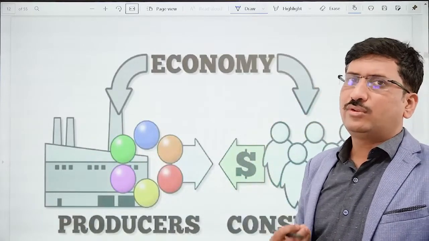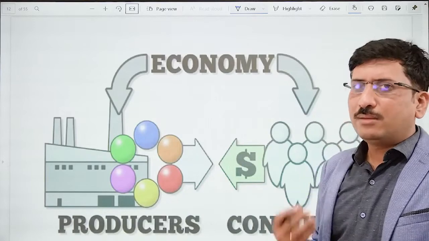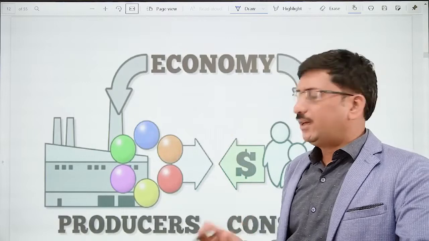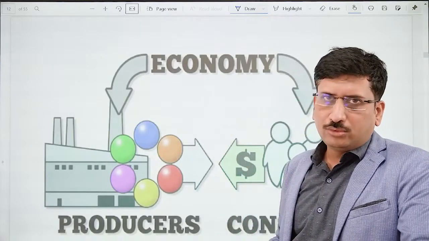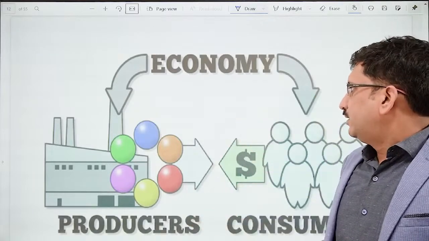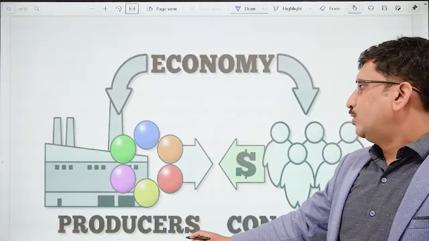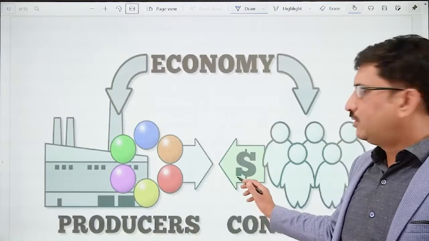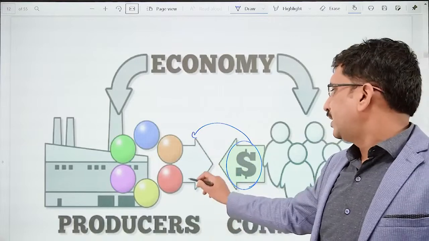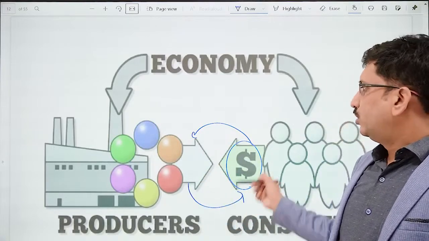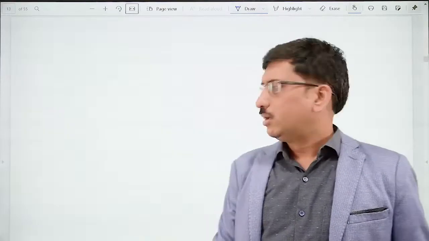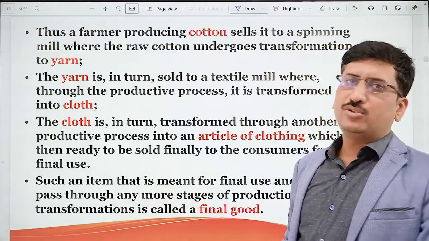So some things are used for final consumption, some things are used in production. We will understand what the different types of goods are and how we segregate them, the technicalities. Here you can clearly see producers and consumers. In this exchange, they give money and they give goods and services. So this completes the economy, meaning it includes both producers and consumers.